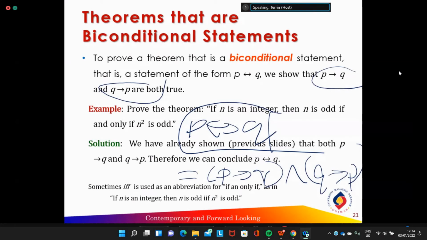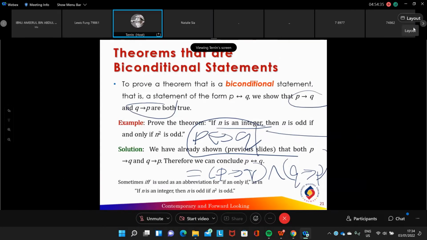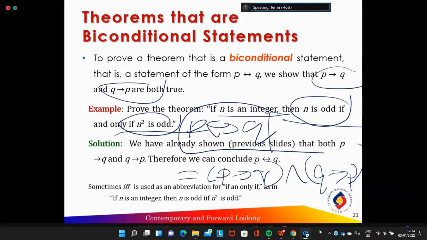So for this question here, you see, prove the theorem that if n is an integer, then n is odd if and only if n square is odd. So here the p is n is odd, therefore q is n square is odd. So you have to show that if n is odd, n square is odd. We already showed that earlier on. Now you have to show for the case of q implies p. What is q implies p? Q implies p says that if n square is odd, therefore n is odd. How do we do that? It's given here.